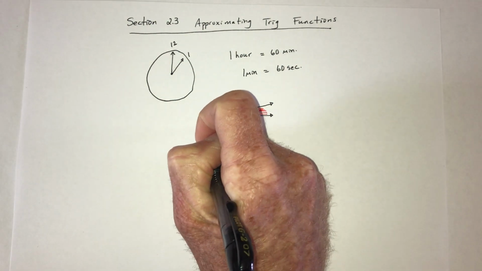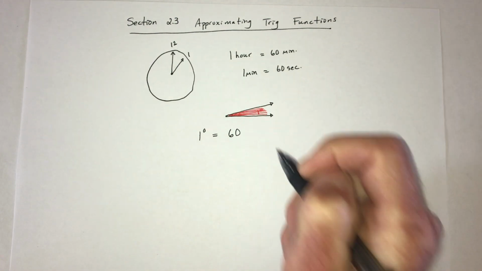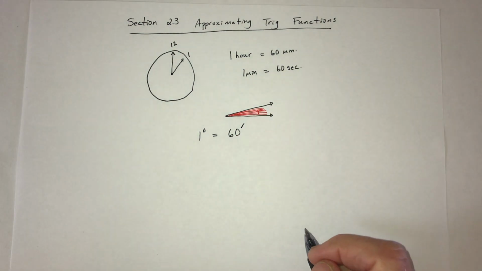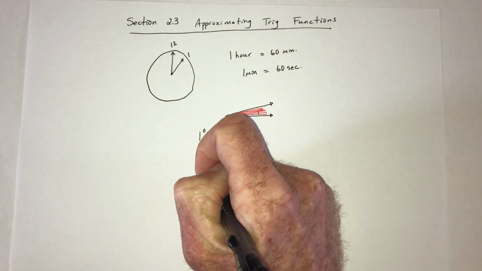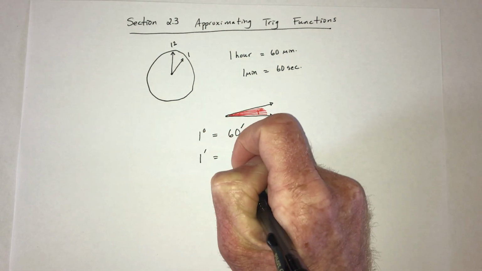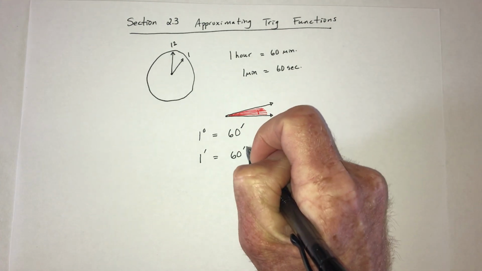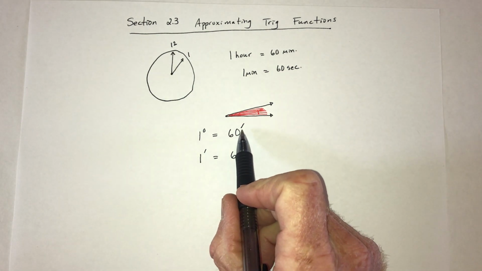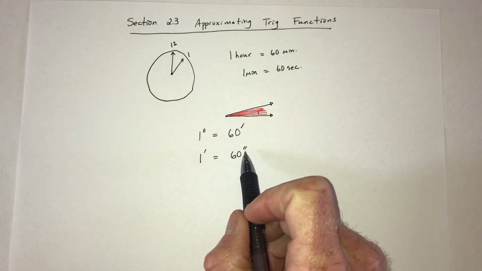So 1 degree is equal to 60 minutes. And you could write the word minute, or you could put this as a shorthand. So 1 degree equals 60 minutes. And 1 minute is equal to 60 seconds. And you could write the word seconds, or you could use the shorthand with the double primes. So these are called primes. So this is standing in trigonometry anyway. This is standing for minute, and this is standing for second.